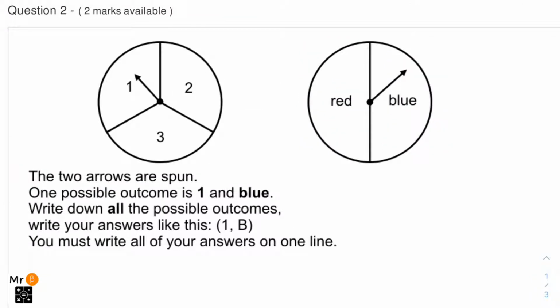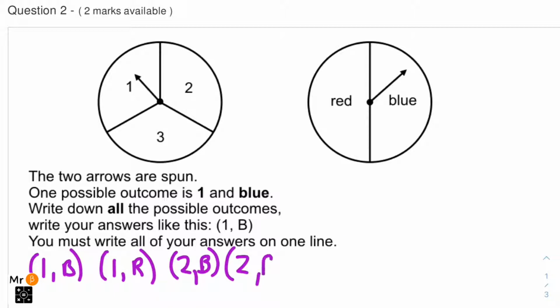So in our next question, it tells us that we've got 2 arrows which are spun. So we know that it could be a 1 with the colour blue, 1 with the colour red, or 2 with the colour blue, 2 with the colour red, or finally 3 with the colour blue and 3 with the colour red.